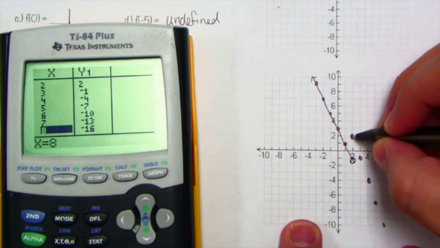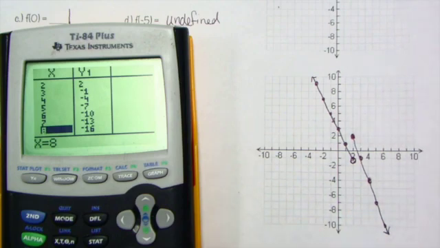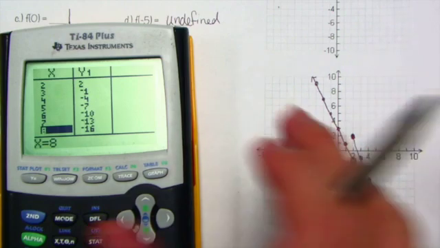Now this will keep going because it's everything greater than negative 2. And so those are piecewise functions. So that's what they look like. They will have chunks to them, okay, as you can see.